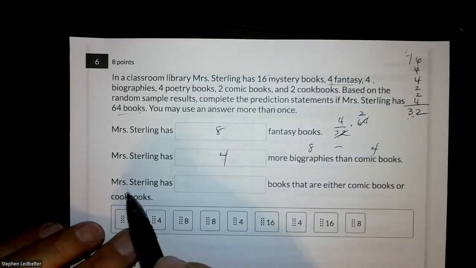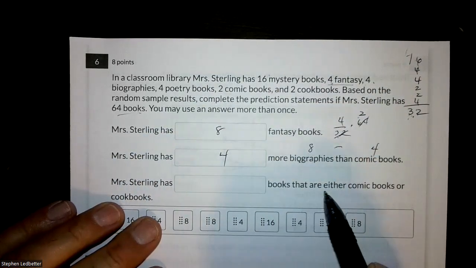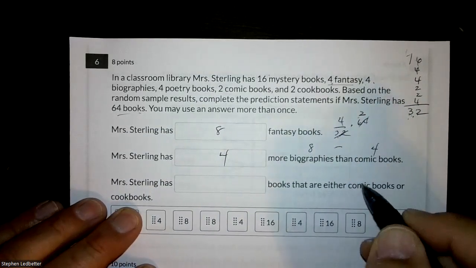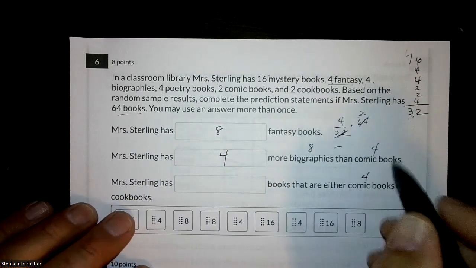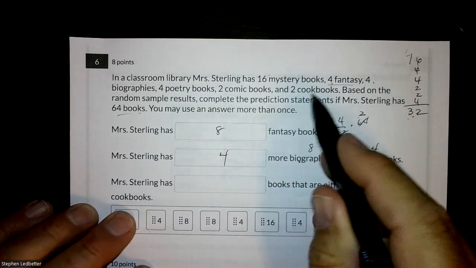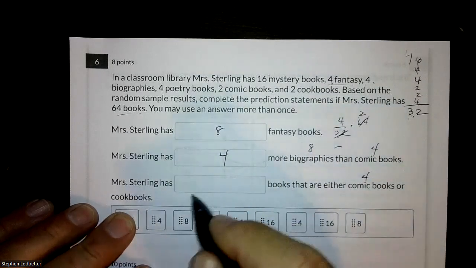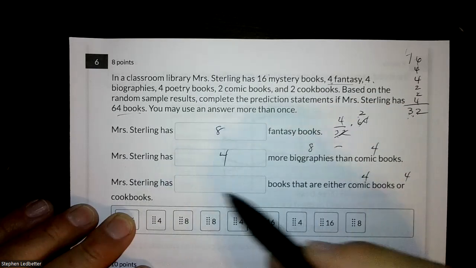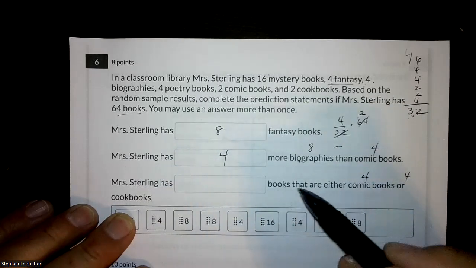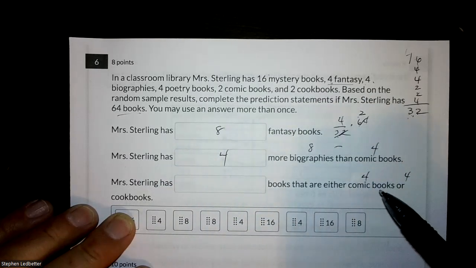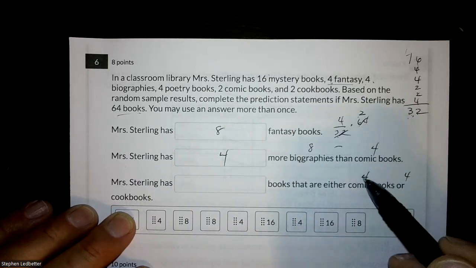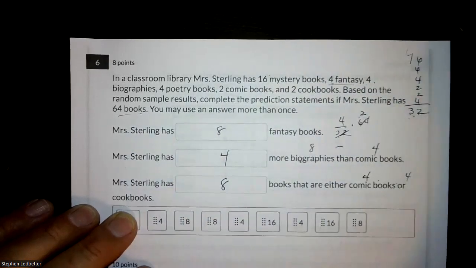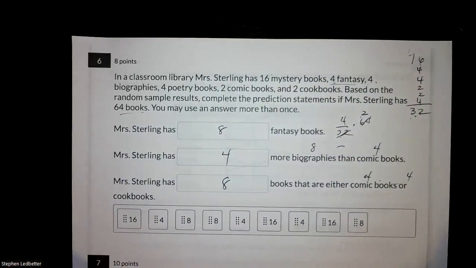Last one, or next one. Miss Sterling has blank books that are either comic books or cookbooks. Now, comic books we already said is 4. Cookbooks is also 4. See, it has 2 up here, and you multiply 2 again. So that is 4. Now look, they want to know, Miss Sterling has blank books that are either comics or cookbooks. Well, how many is 4 plus 4? It's 8. She has 8 books altogether.